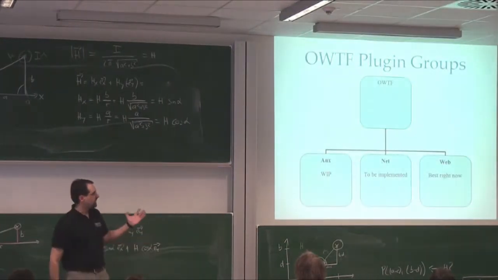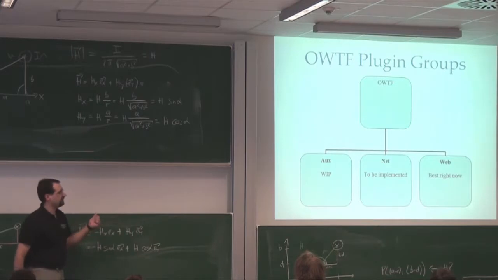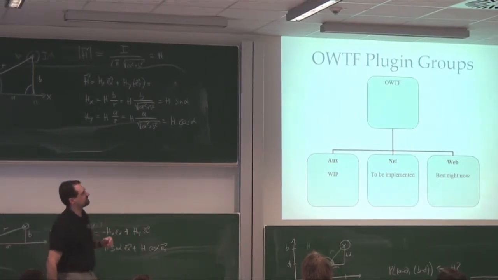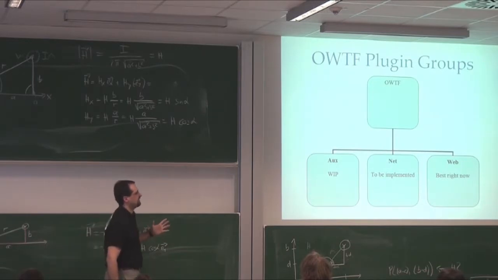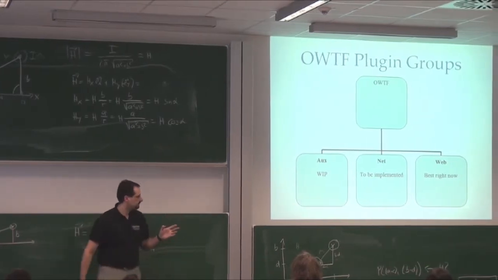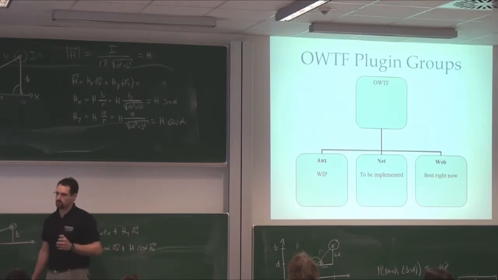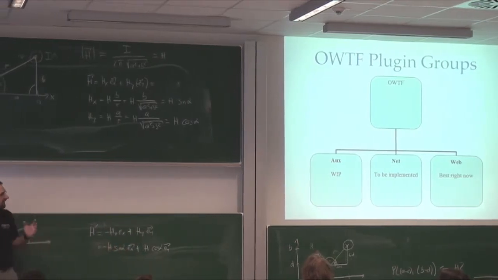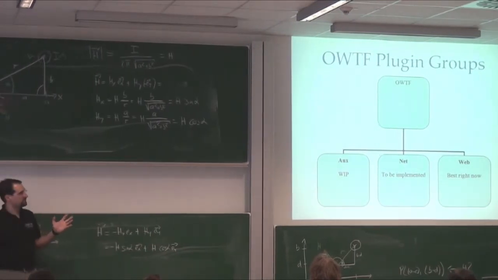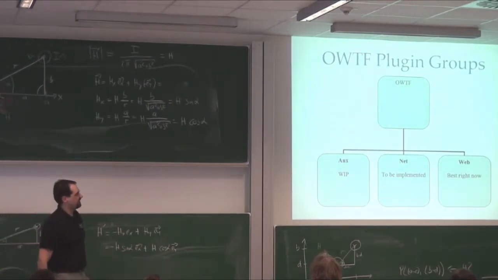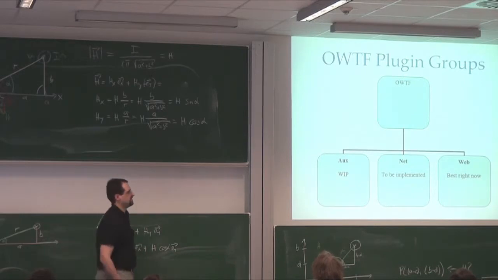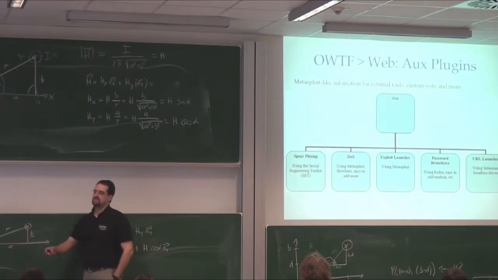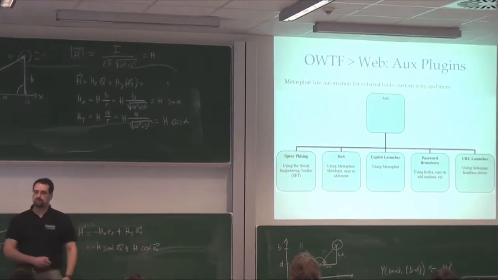So the three main plugin groups: auxiliary, which are in the works. A few are working, but it's work in progress. Network plugins will eventually be implemented because the purpose of the project is to cover the OWASP testing guide and the penetration testing execution standard. So network plugins will come, and the web plugins are the best right now. So this is what the talk is going to focus on. This is just a slide to explain that OWTF is not just about the web.